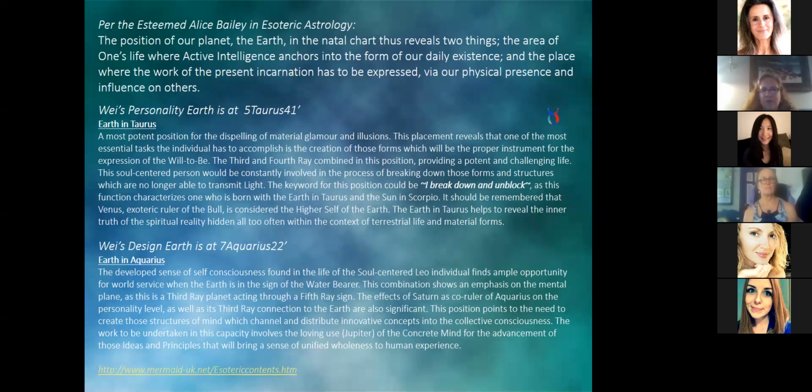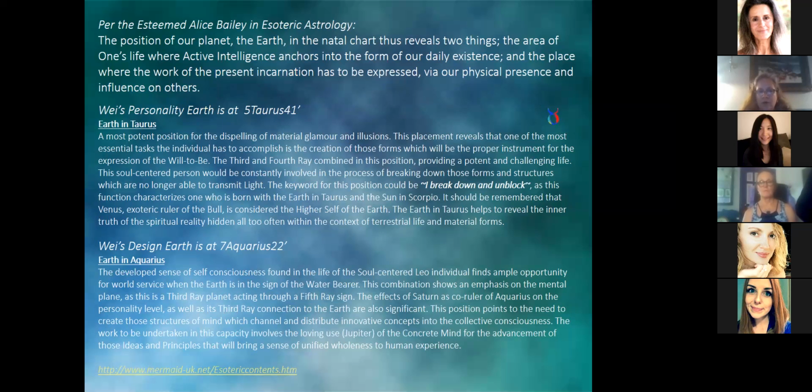This soul-centered person would be constantly involved in the process of breaking down those forms and structures which are no longer able to transmit light, which is the goal. The key word for this position would be I break down and unblock, which is what you help others do as well. So as this function characterizes one who is born with the earth in Taurus and the sun in Scorpio, it should be remembered that Venus, the exoteric ruler of the bull, is considered the higher self of the earth. The earth in Taurus helps reveal the inner truth of the spiritual reality hidden all too often within the context of terrestrial life and material forms.